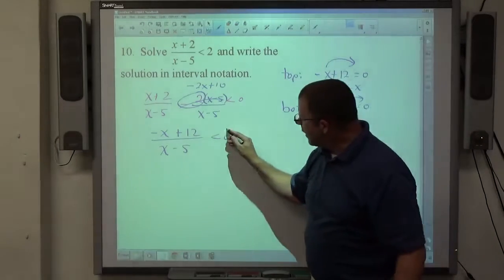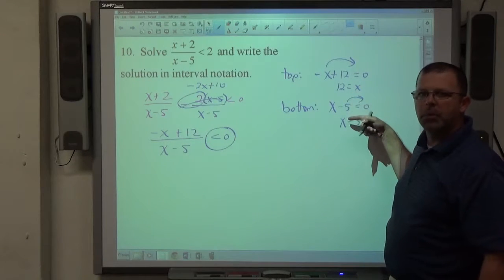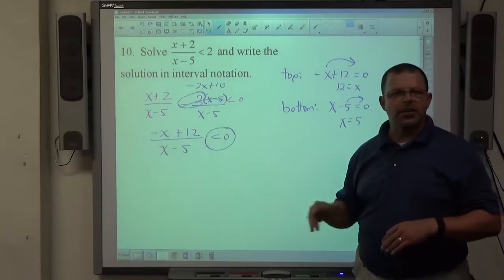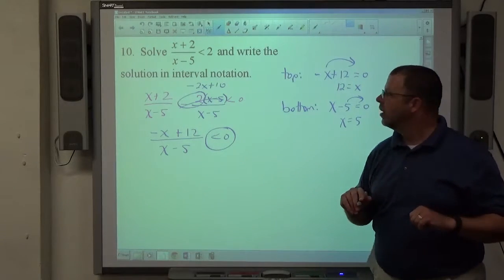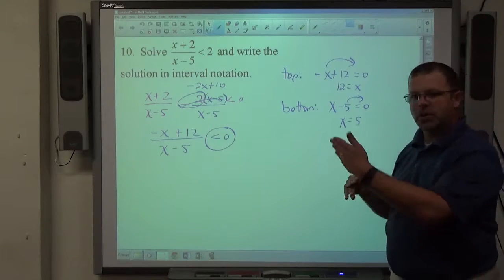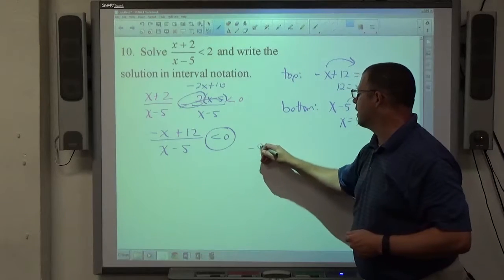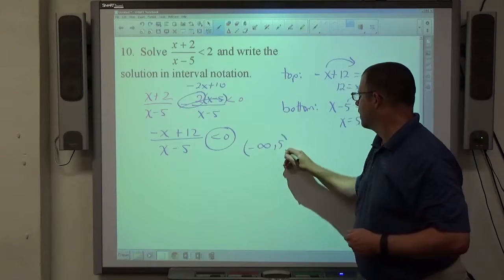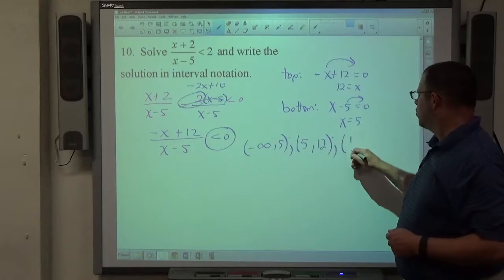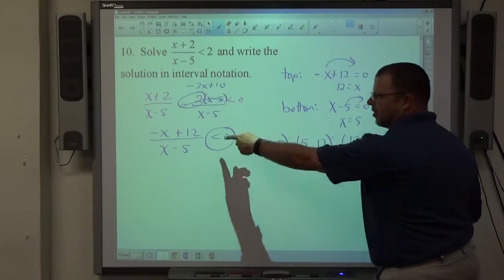Now, if this said less than or equal to, I would bracket top zeros. I would only put parentheses on bottom zeros because I can't divide by 0. Since it's just less than, everything's in parentheses. So the smallest number on my list here is 5. My biggest number is 12. Again, I start from negative infinity, go to infinity, hit every stopping point along the way to make my interval. So negative infinity to 5 is interval 1. 5 to 12 is interval 2. 12 to infinity is interval 3. And again, everything's parentheses because it says less than.